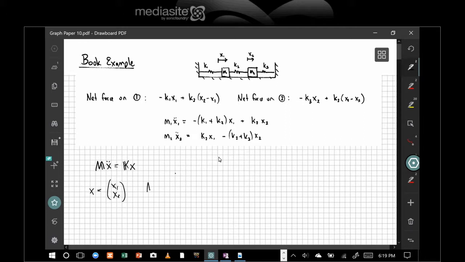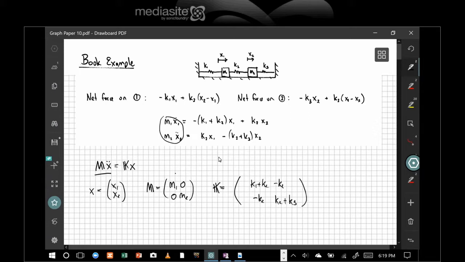Now, what's M going to be? Just looking at it, M is going to be our mass matrix: m1, 0, 0, m2. You can see that because on this side I have M times this, and in order to get this thing here, my matrix has to look like that. And then K is going to be a spring constant matrix. What I'm going to get here is k1 plus k2, minus k2, minus k2, k2 plus k3.